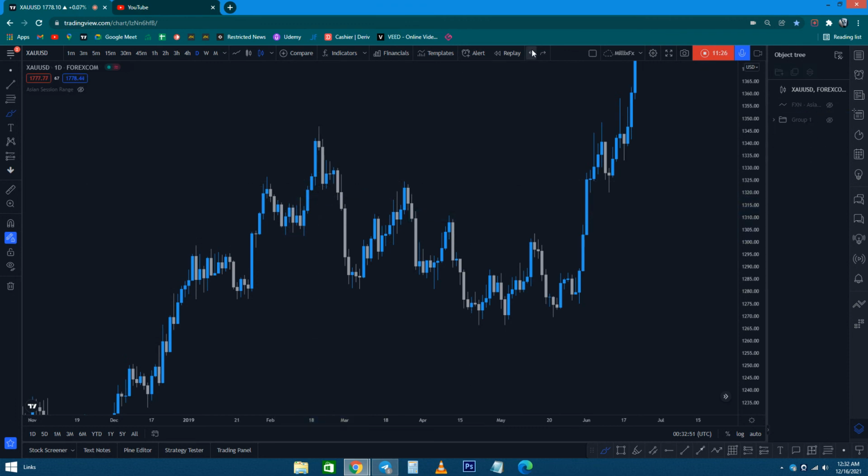Initially, that's the breaker block you should be looking for. But when you are refining, you refine it to this particular one as it is the most recent one. So that is what happens.